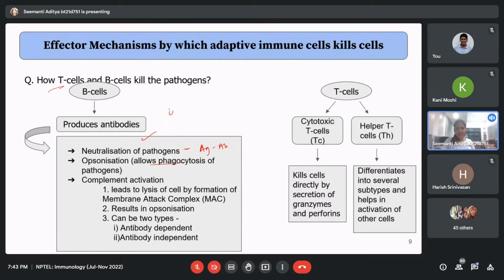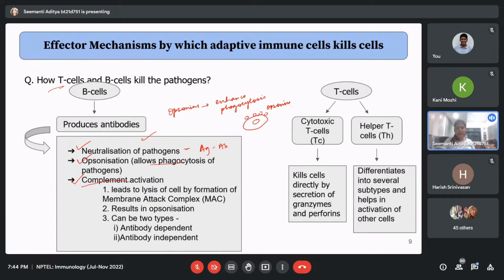What are opsonins? Again, I had discussed in the last class. Opsonins are any substance that will enhance phagocytosis. Molecules that coat the surface of bacteria are known as opsonins, and they help the phagocytic cell recognize the pathogen. So antibodies help in neutralization of the pathogen. Opsonization will coat the surface of the pathogen and allow macrophages and dendritic cells to do their duty, and also help in complement activation.